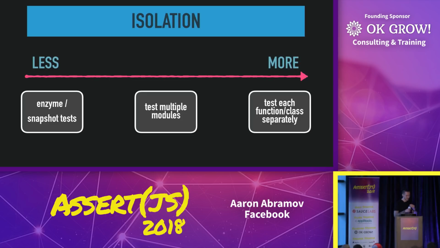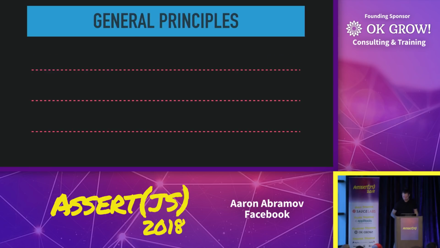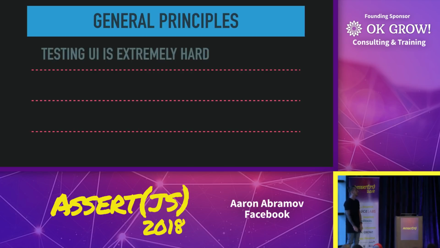So the general principles that I use for describe and test is testing UI is extremely hard. I'm not saying that you should not test the UI. What I'm saying is it's really easy to test plain JavaScript application, because most of that it's usually functions that you call, they do something and they return value. It's kind of simple. Even if your business logic is complicated, most of the time it's pretty straightforward.